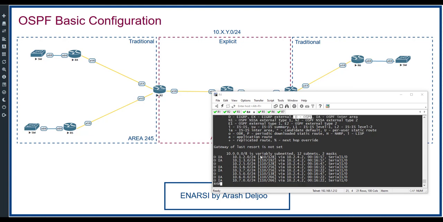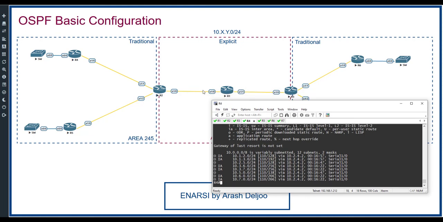Okay, look at here. For example, for 10.1.20.0/24, we have learned one OSPF network. This is the network 10.1.20.0, and because this network is residing in another area compared with router 4, here we can see O IA.